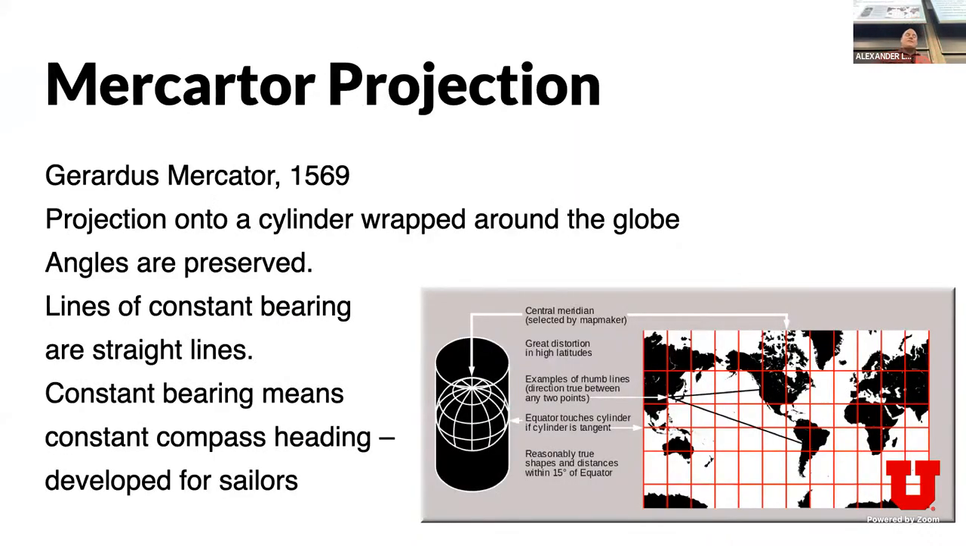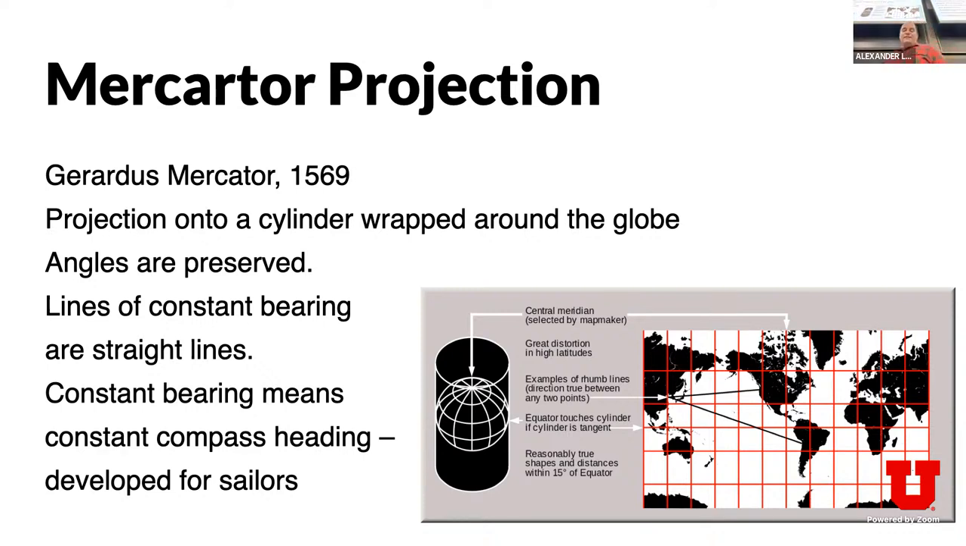Historically the most used projection is the Mercator projection, which was developed by its namesake Gerardus Mercator in 1569. And that's a very simple projection, right? What you do is you have the sphere of the Earth, you wrap a cylinder of paper around it, and you just project out onto the cylinder of paper. And that's what the Mercator projection does.